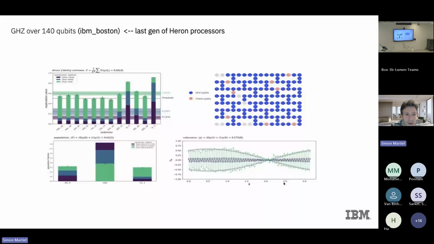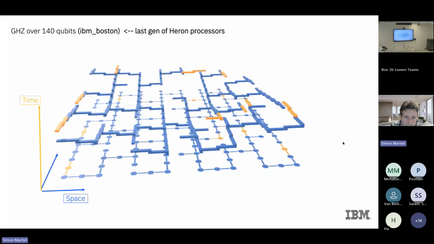On top of that, we also ran some very recently on some new QPUs that we only had access to 2 weeks ago. We ran a 140 qubit experiment, and we managed to go above 0.5 fidelity, meaning that we produced a 140 qubit GHZ state on this quantum chip. We get roughly the same type of fidelity assessment, where we are at 0.6 fidelity for this very large circuit. And this is how the experiment looks in 3D.